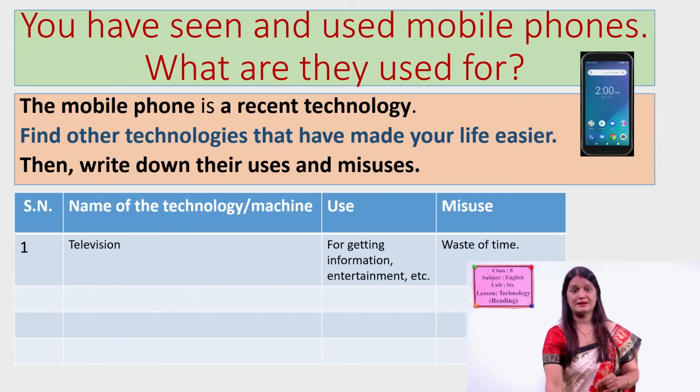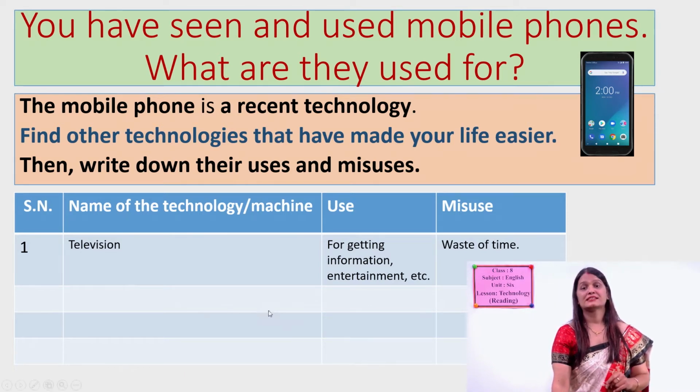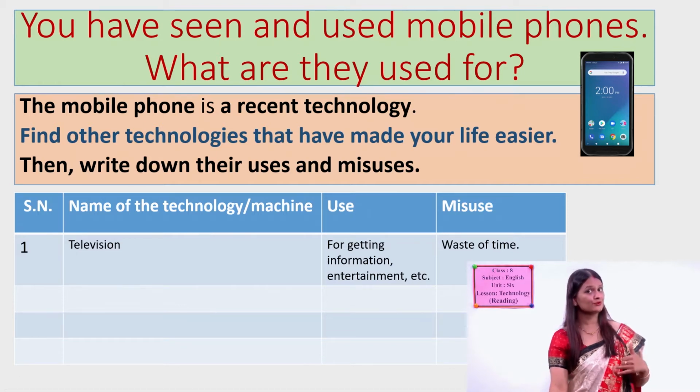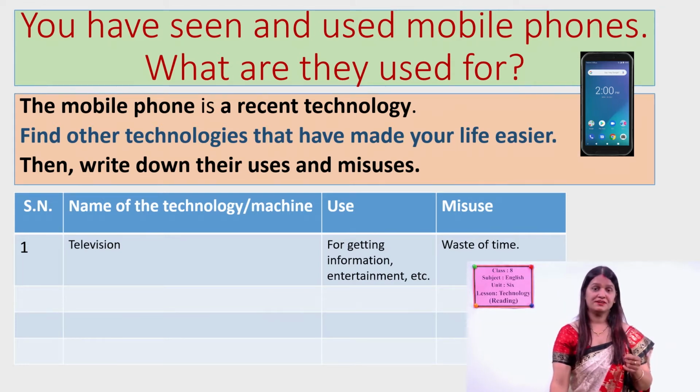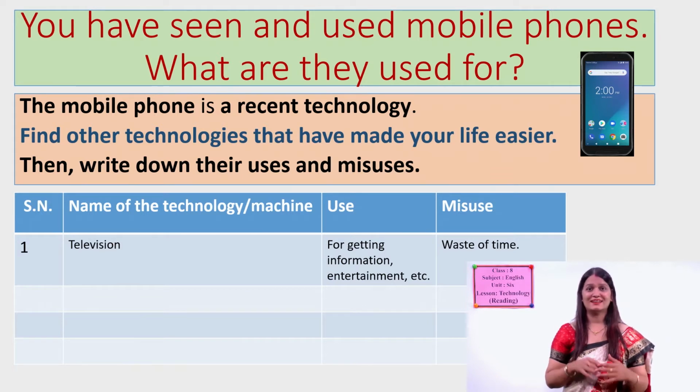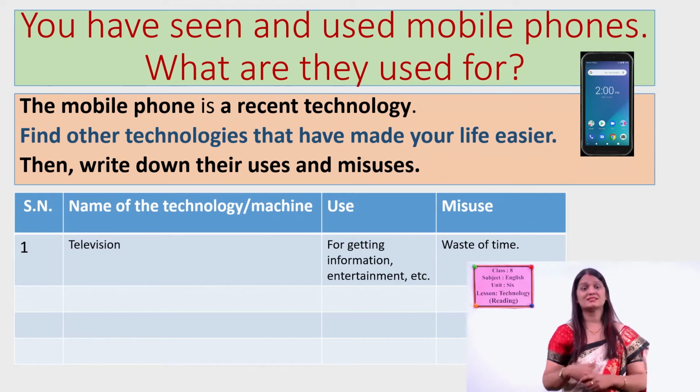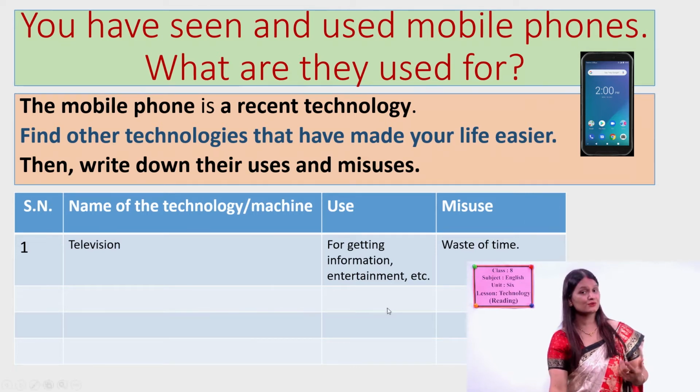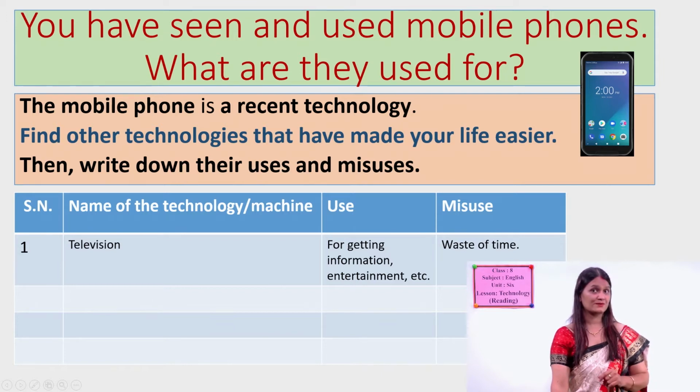Just I have given you one example, television, okay? And it is used for getting information or for entertainment. Just like you don't have to move around for getting information. You can sit in your room on your sofa and then enjoy some movies, some news, etc., right? And the misuse of television is just like we don't like to get up from there and then switch off the television, right? So it is just waste of time sometimes. Okay, so you can list other technologies, and then also you can write uses of this and misuses of this. Okay?